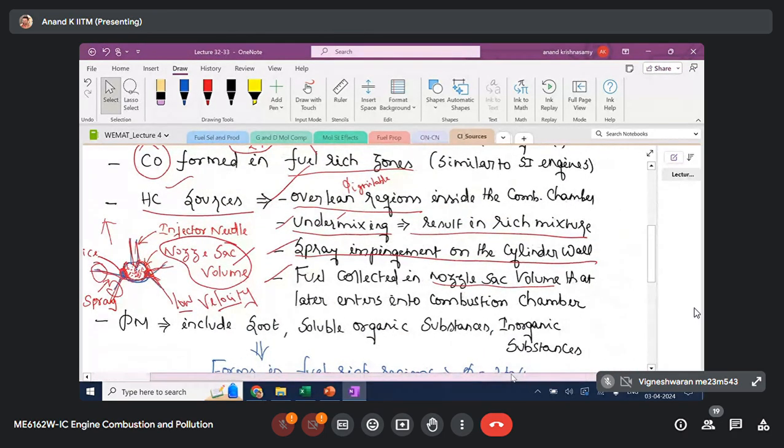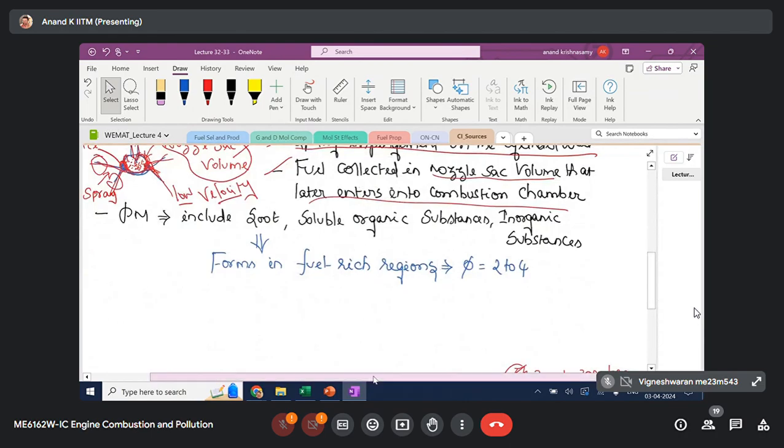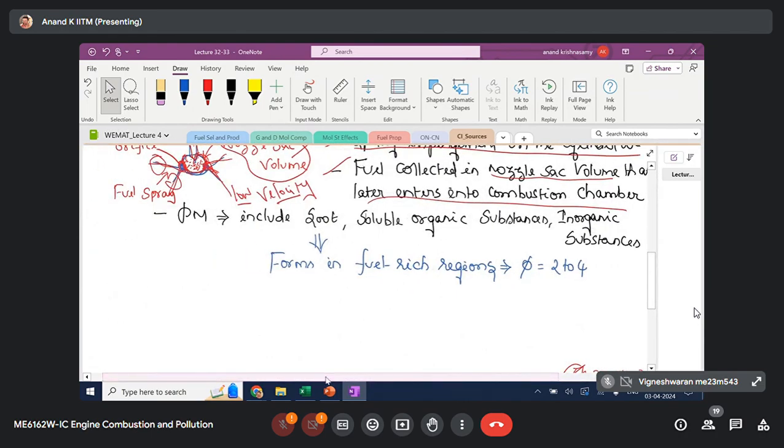The fuel collected in the sac volume enters the combustion chamber at low velocity. Because of that low velocity, it creates problems related to mixture distribution, and finally we end up having that as one of the sources for unburnt emission. Okay, so that is how HC gets formed in a typical diesel engine.